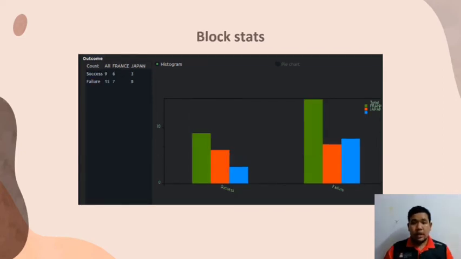The last indicator is block. We can observe that there were 9 successful blocks for both teams, in which France performed 6 blocks while Japan performed 3 blocks. Unfortunately, both teams have a higher number of failed blocks, with France having 7 unsuccessful blocks while Japan had 8.